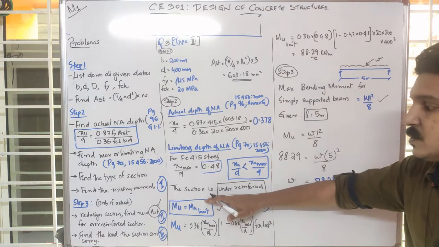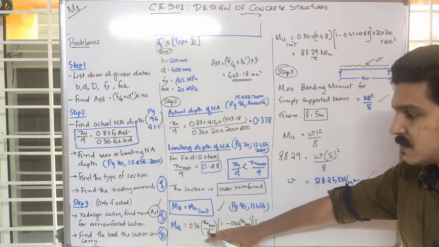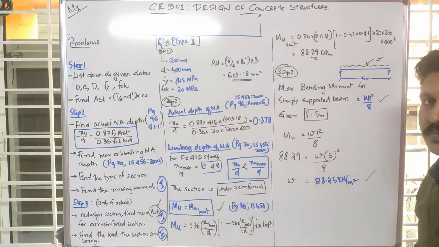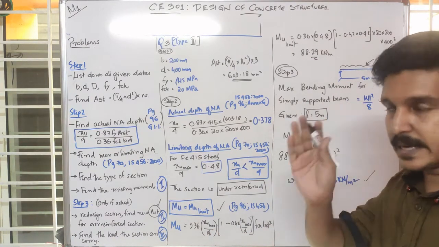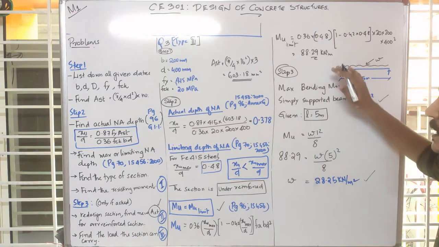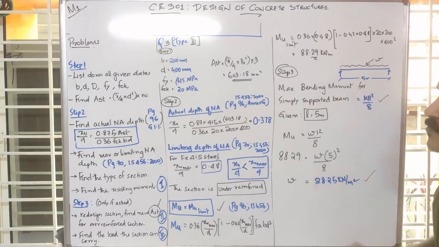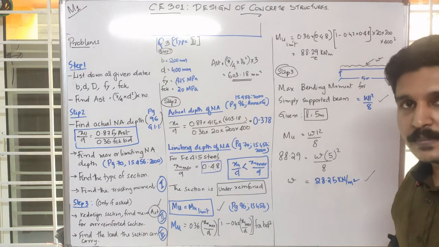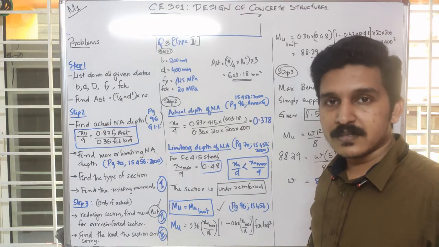Everything up to step 2 is the same. At the last part of step 2, while finding the moment, we have to use the ultimate moment, because they have asked for the ultimate load. Remember that. Using that equation and the equation of maximum bending moment on a simply supported beam, you can find out the ultimate UDL acting on this particular section. So that's it about this video. Thank you.